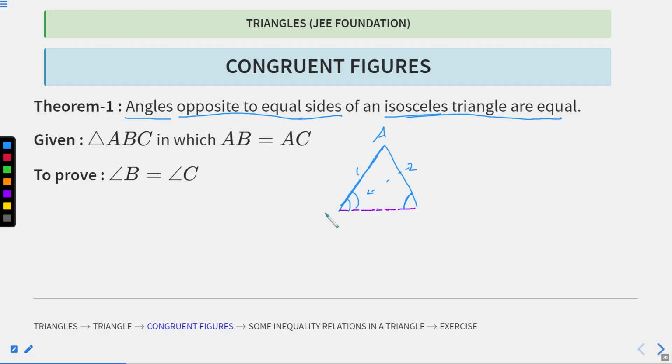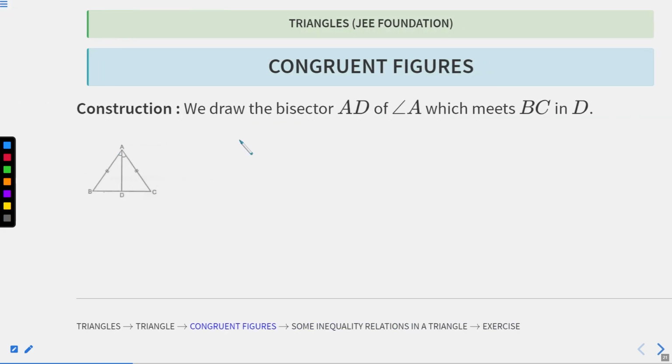So this is triangle ABC. We know that AB and AC are both equal, and we have to prove that angle B is equal to angle C. I hope the diagram is clear to you, and what the theorem says is also clear to you. Let's see.